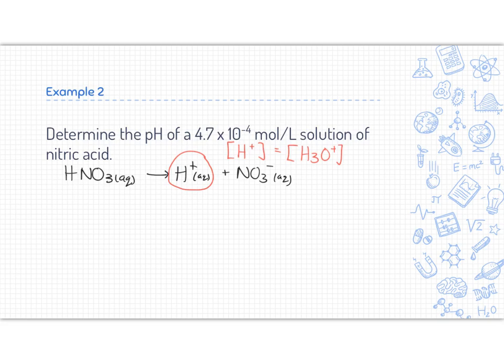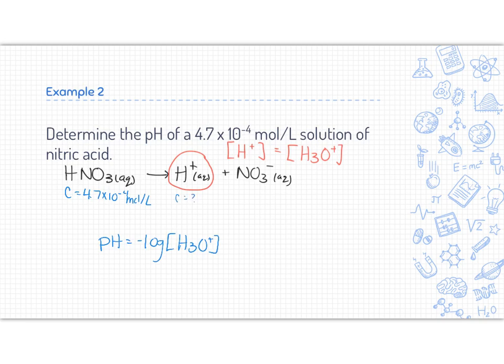So the hydrogen ion and the hydronium ion have an equal concentration, and we'll talk about this in lesson 3 when we talk about the Arrhenius theory. So we were given the concentration of HNO3. So the concentration here was 4.7 times 10 to the negative 4 moles per liter. To calculate a pH, we need the negative log of the H3O plus concentration, which we know we can just use H plus. So we need the concentration of H plus.